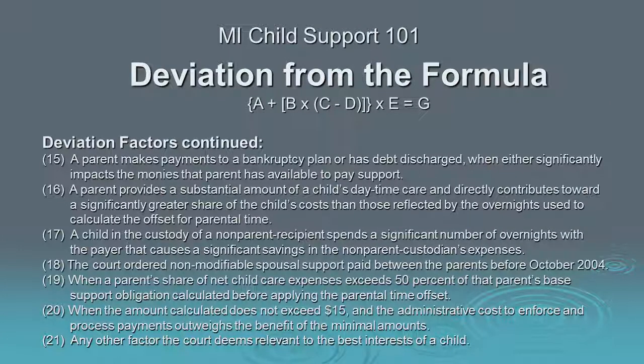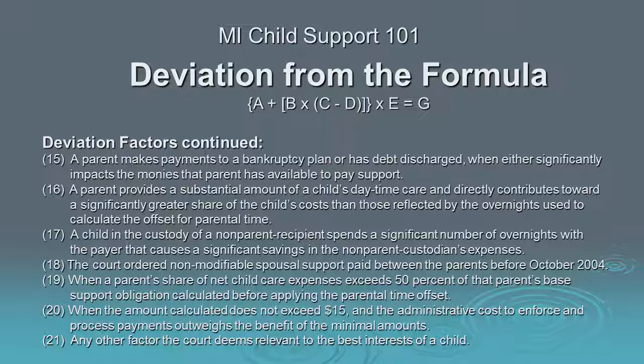Deviation factors continued. A parent makes payments to a bankruptcy plan. A parent provides a substantial amount of a child's daytime care not reflected by the overnights used to calculate the offset for parental time. A child in the custody of a non-parent recipient spends a significant number of overnights with the payer.